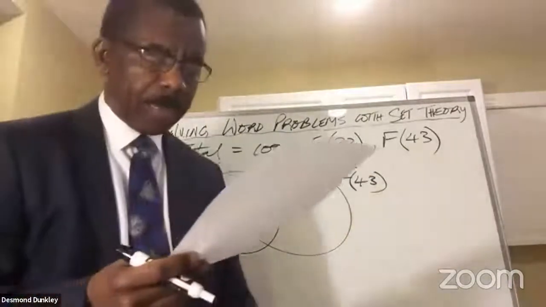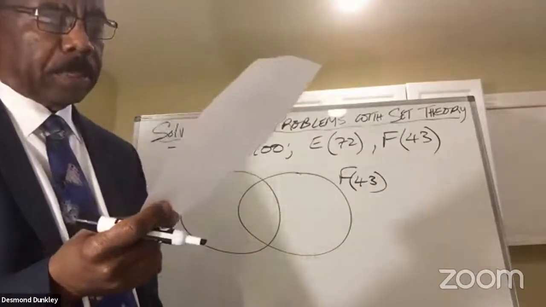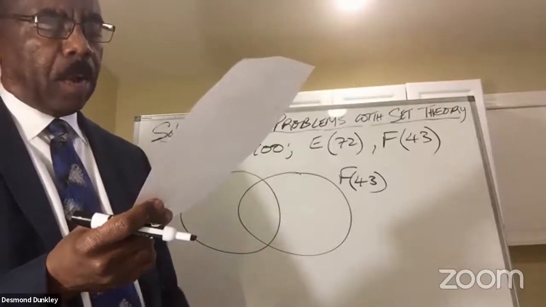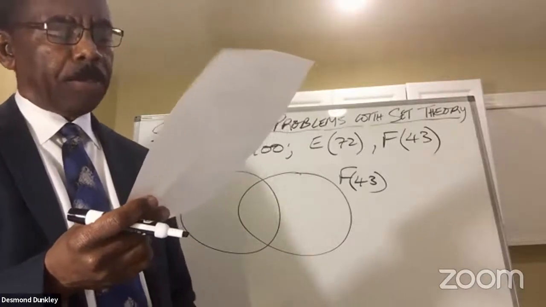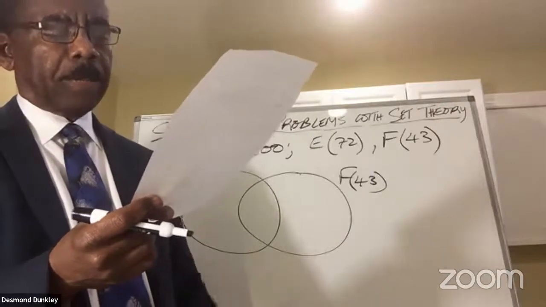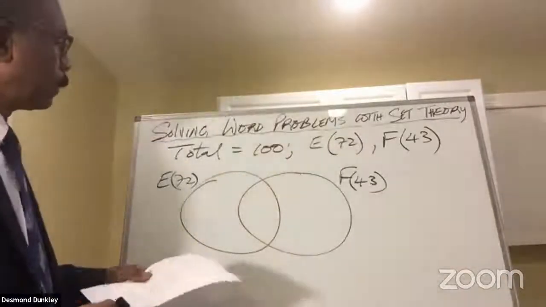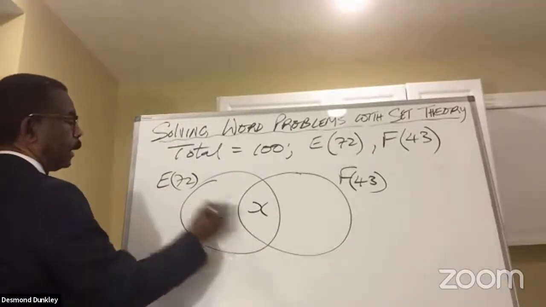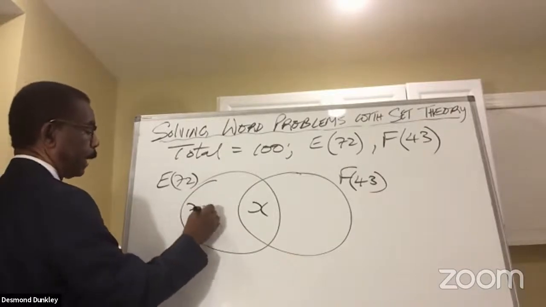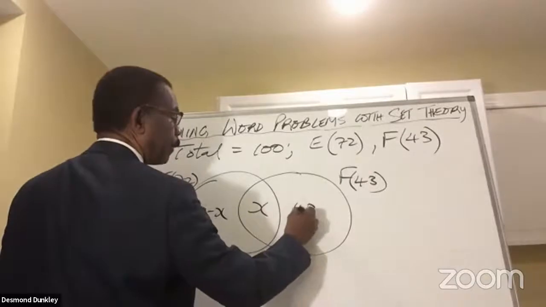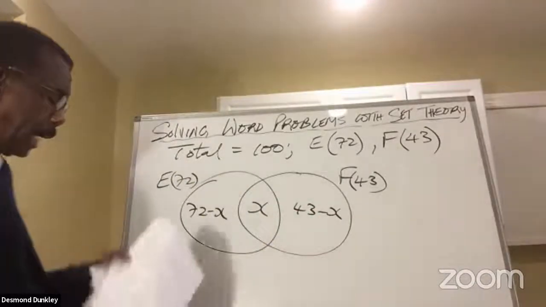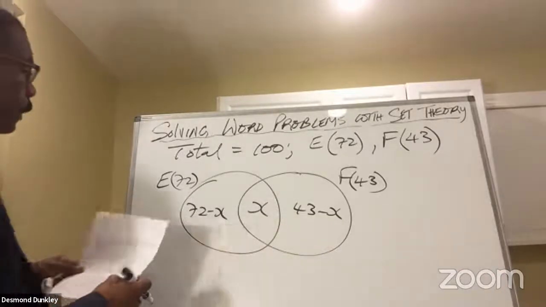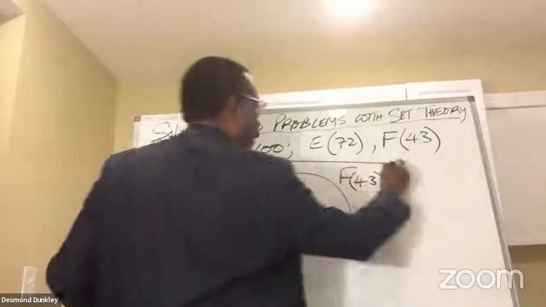Let's see if they give us any qualifier. In a group of 100 persons, 72 people can speak English and 43 can speak French. How many can speak English only? How many can speak French only? And how many can speak both English and French? So, this is English and French, and if this is 72, then this has to be 72 minus x. This has to be 43 minus x. And of course, the total is going to be 100.